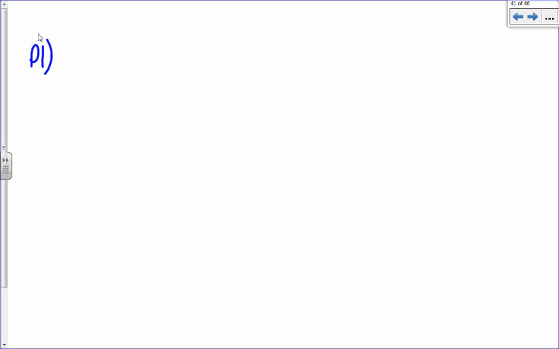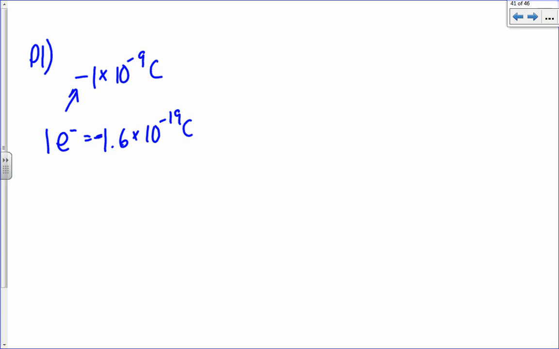How many excess electrons does an object with a total charge of -1 times 10 to the minus 9 coulombs have? Notice that it's negative, so these must be electrons. The charge of one electron is equal to the fundamental unit of charge, 1.6 times 10 to the minus 19 coulombs. So if I want to know how many electrons are in this charge, I just divide it by the fundamental unit of charge.